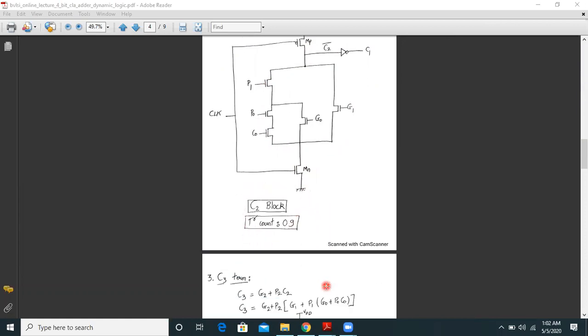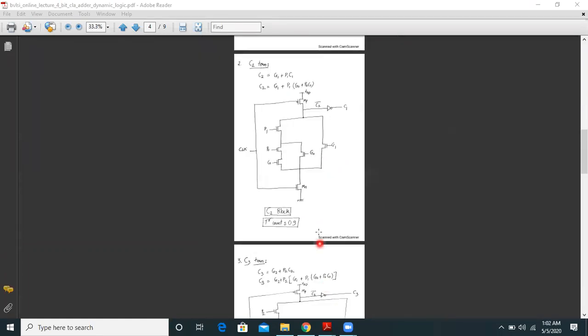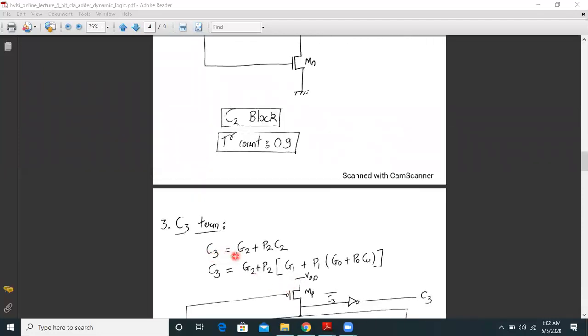Now let us go to C3. I have to show you the C2 term over here. The C2 term which we have used here earlier, we have to utilize it again in the C3 block. So here it is. C3 is given as G2 plus P2 C2. So C3 will be given as G2 plus P2 into the C2 expression which we have seen earlier. So we have to implement this C3 using dynamic CMOS logic.